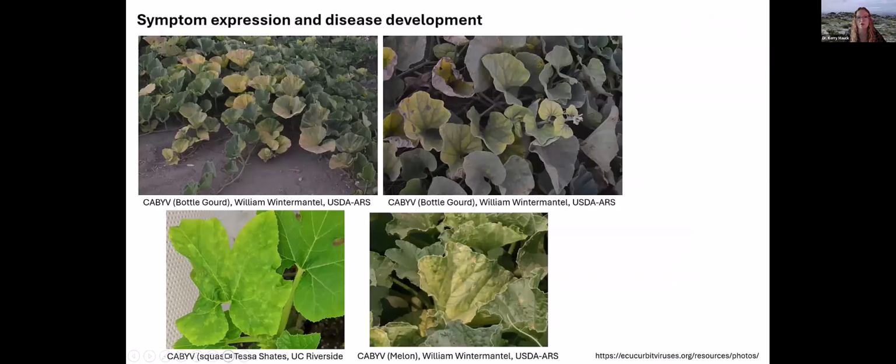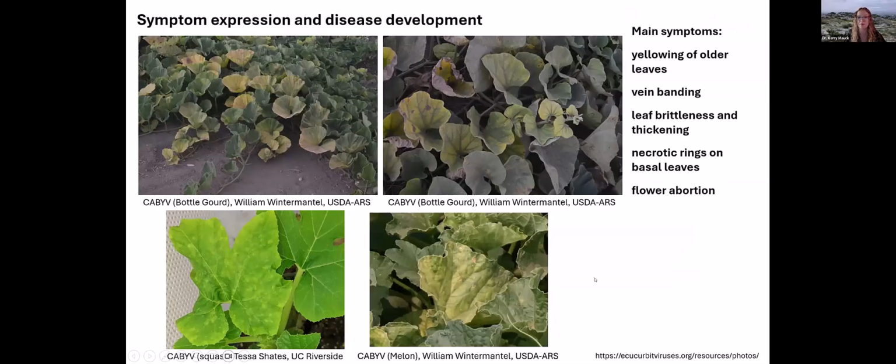So we looked at a couple of pictures of the symptoms associated with this virus in the initial picture. Here's a few more showing the range of ways that this virus can manifest in the plant. And thank you, Bill Wintermantle, for these lovely pictures. So the main symptoms, if we could list them, this is what we would expect to find. Is this yellowing of the leaves, and especially on the older leaves, right? So these are the leaves that are closer to the base of the plant rather than the newer leaves that are at the growing tips.